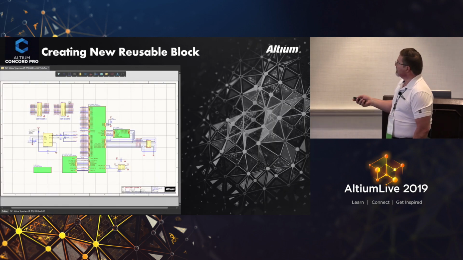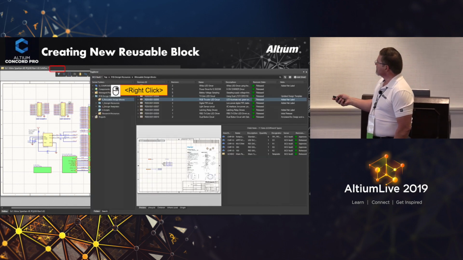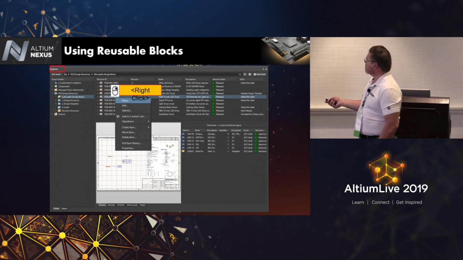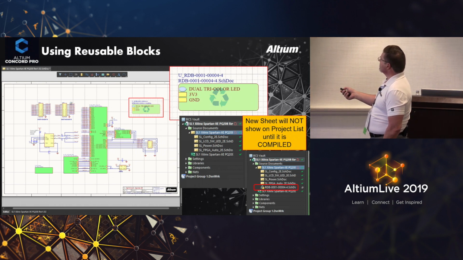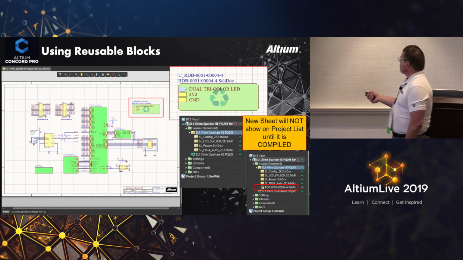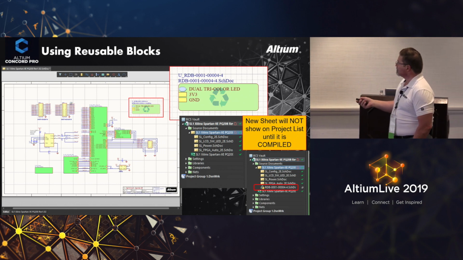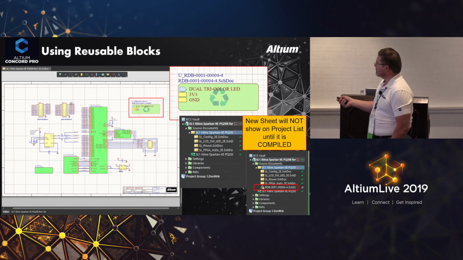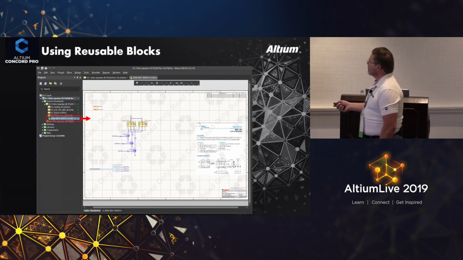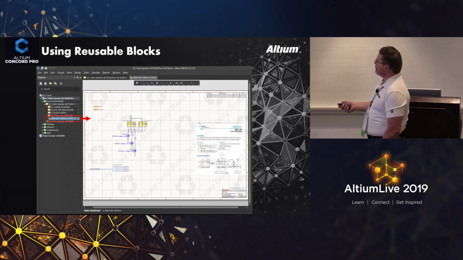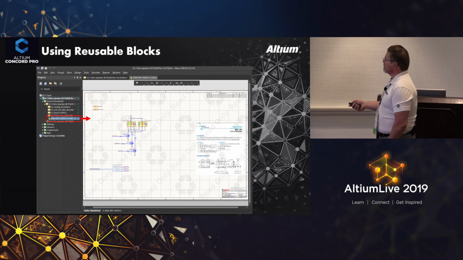All right? So then you simply right-click, you place that reusable block, and as you can see here, this has brought in the single harness label, your power, and your ground. So the new sheet that you just dropped on there is not going to show up until you compile the project. Keep that in mind. Okay? So now if you see it down here, it's now been added to your schematic list with all the information that you put on it.